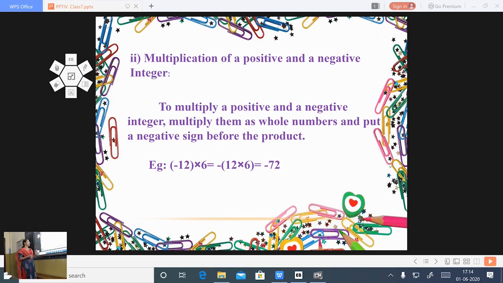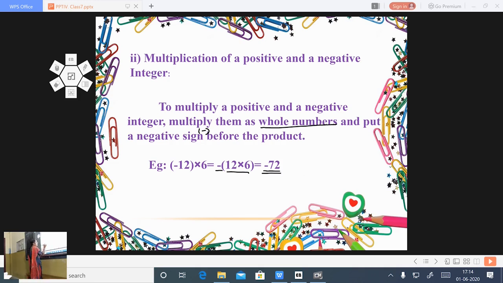Okay. Second case, multiplication of a positive and a negative integer. The rule is that to multiply a positive and a negative integer, multiply them as whole numbers and put the negative sign before the product. For example, minus 12 into 6. So the first number is negative and the second number is positive. What is the rule? Multiply them as whole numbers, that is 12 into 6, and put the negative sign before the product. So the answer is minus 72. 12 into 6, 72. So the answer is minus 72.